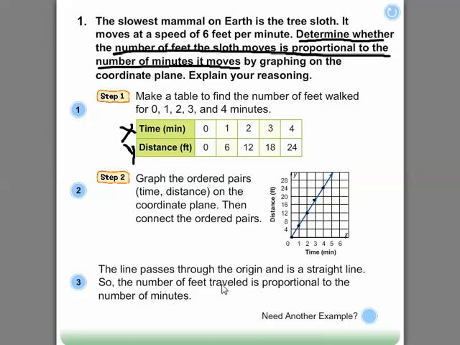Another way that we could find out if it was proportional is if we divided just like we did in the last lesson. So we have 0 divided by 0 is always going to be 0, so that's going to pass right through the origin right here. 1 over 6 is going to be 1/6. 2 over 12 can be reduced to 1/6. 3 over 18 can also be reduced to 1/6. And 4 over 24 can be reduced to 1/6. So each one is going to be reduced to 1/6, so we know it's proportional.